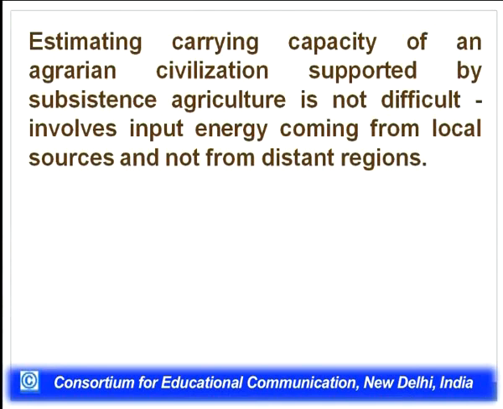Now, estimating the carrying capacity of an agrarian cultivation supported by subsistence agriculture is not difficult, because it involves input energy coming from local sources and not from a distant region. So, for example, what we saw in the case of ants was basically dependent upon whatever energy was present locally. The energy produced as well as the energy expended is not affected by any distant source of energy. So it's a kind of directly proportional thing: the energy, the balancing, the carrying capacity. So estimating such a carrying capacity is a little easier process.